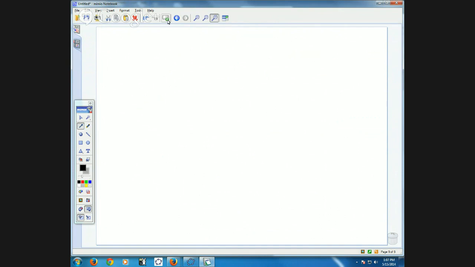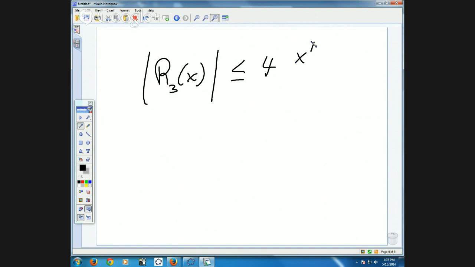I know. So the remainder theorem says that the nth remainder, in our case we want the third remainder, of x is going to be less than or equal to, we have a 4 times x to the 4th power over, and again, these 4s are independent of each other. This just happened to be 4. This is 4 because it's 1 greater than that. Over 4 factorial.